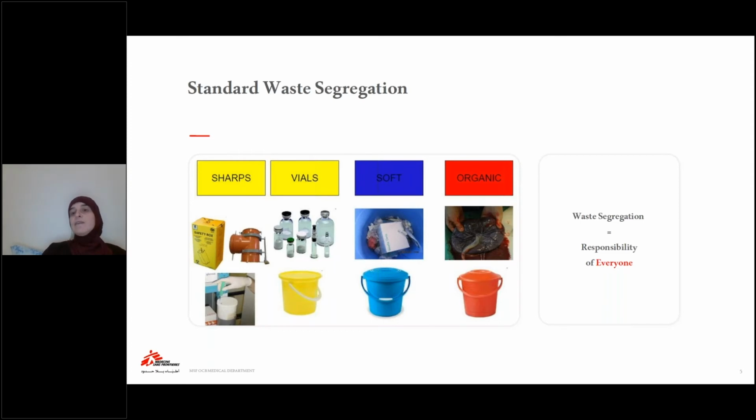We have the soft waste, and this soft waste is divided into general waste and medical waste. And of course, we have the organic, such as placenta or any amputated organ. Waste segregation is everyone's responsibility as healthcare worker and at patient level. So our part is to educate patients about waste segregation also.